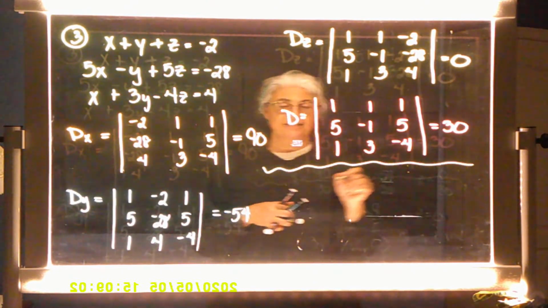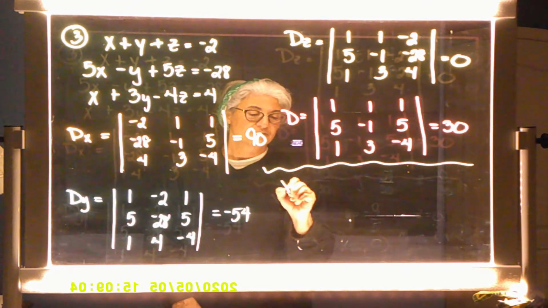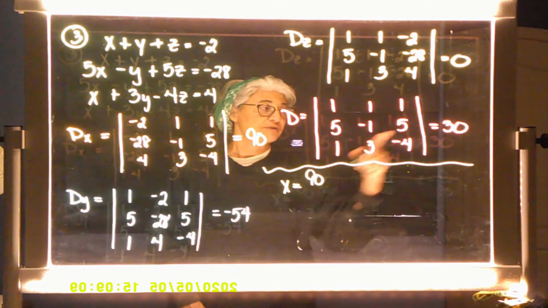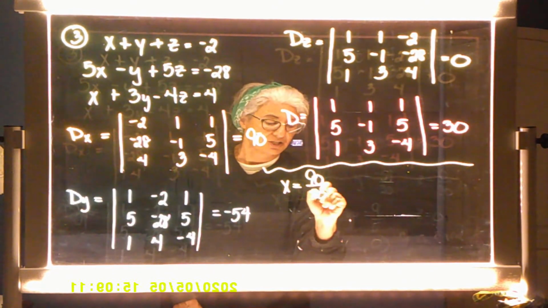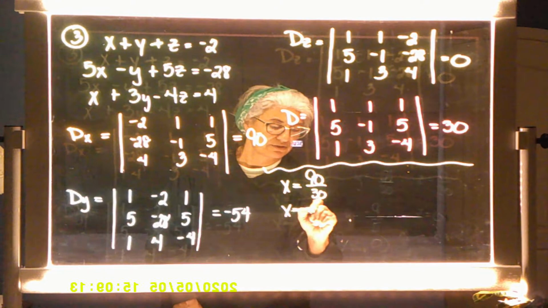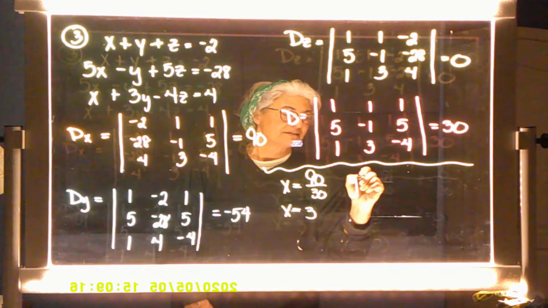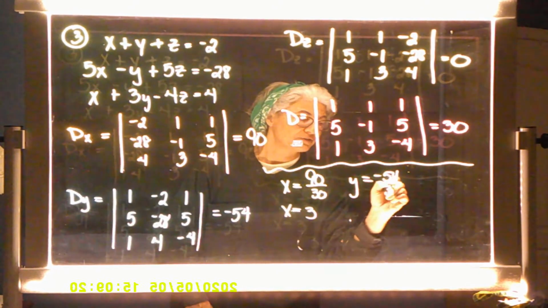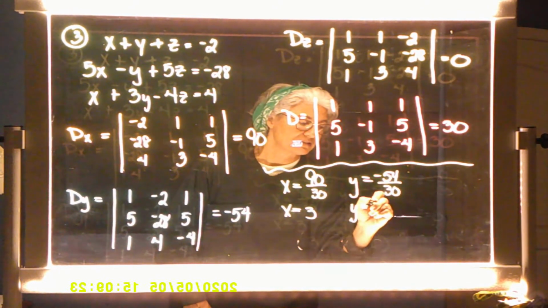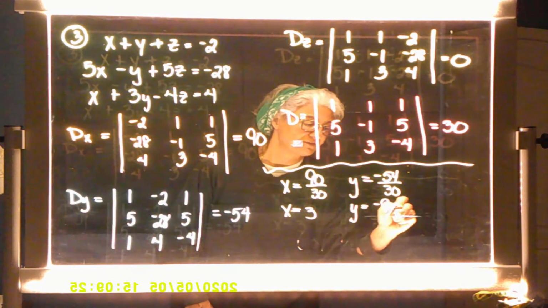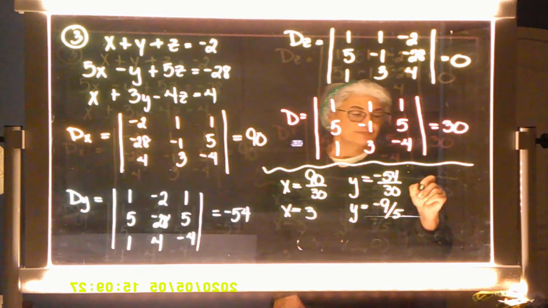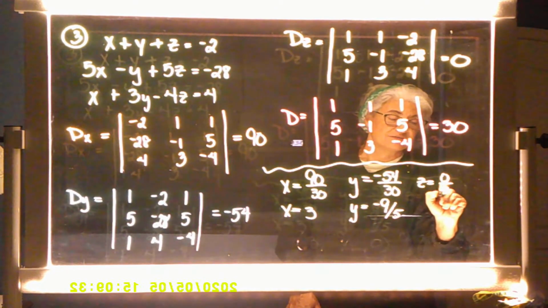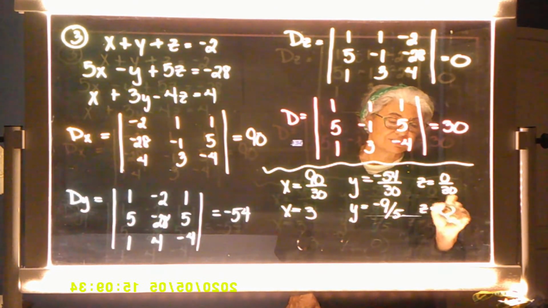I still have to identify my answer for x. So x is going to be dx, which is 90, over the main determinant, which is 30. So in this case, we have x equaling 3. Y is going to be dy, which is negative 54, over 30. And yes, when you reduce this lovely fraction, you end up with negative 9/5. And last but not least, z will be dz, which is 0, divided by 30, which is just 0.